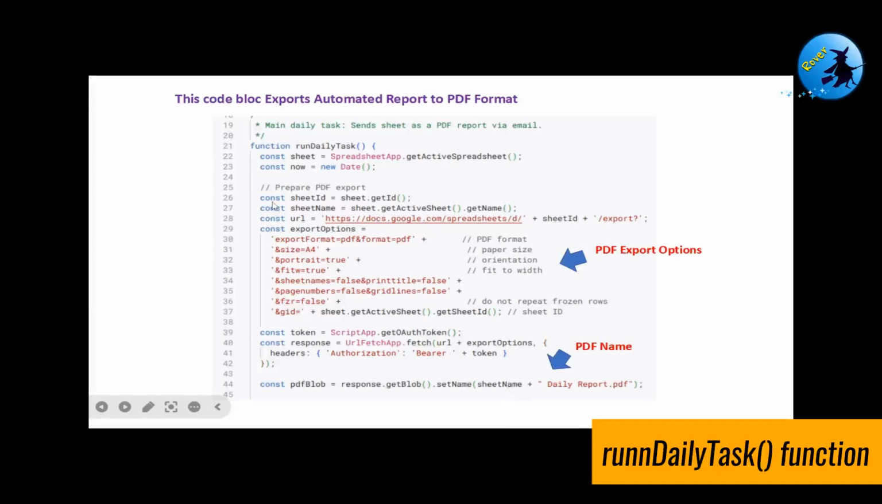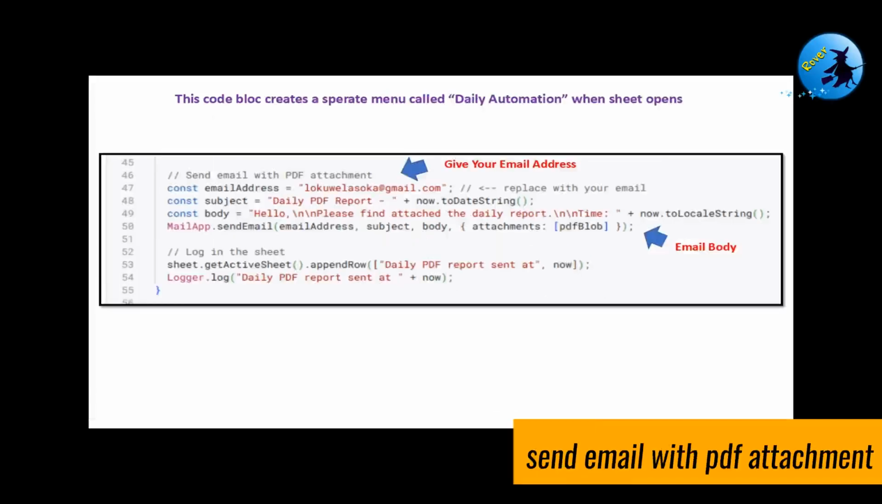And the third code block. Here you need to give your recipient email address. So your report will be sent to this email address automatically, and this is the email body. This part goes to the email body: please find attached daily report, likewise, and that's it.